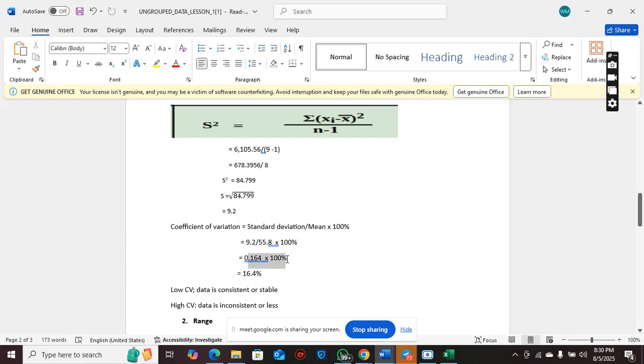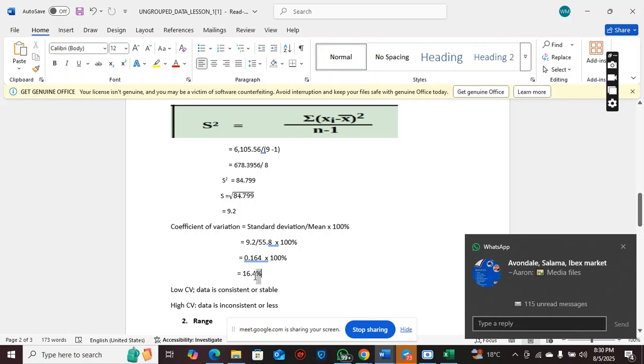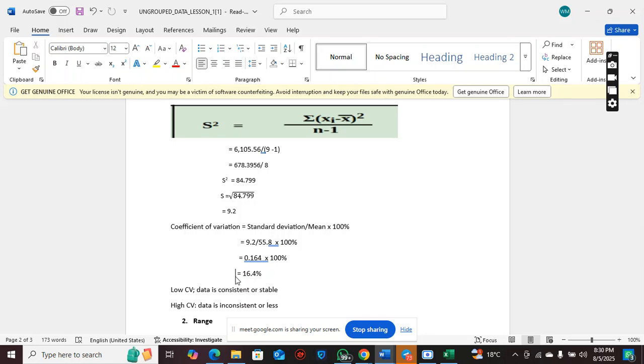So 0.164 times 100%, we get a coefficient of variation of 16.4%, which is a relatively low coefficient of variation. It's a low coefficient of variation. So our data is somehow stable or consistent, due to the low coefficient of variation.